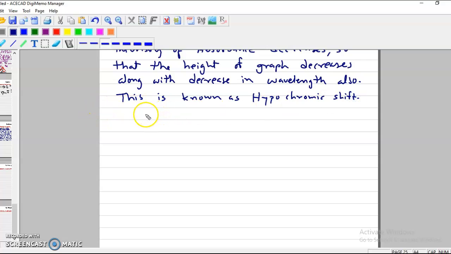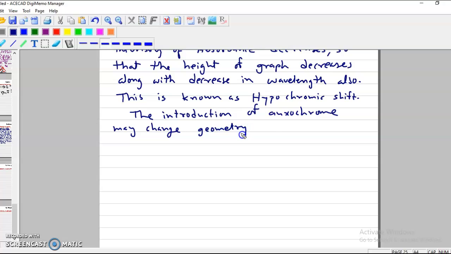Example, the introduction of oxochrome may change the geometry of the substance, which gives rise to hypochromic shift.